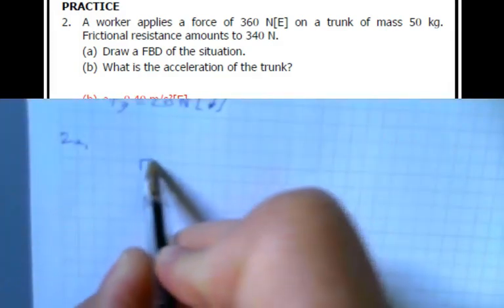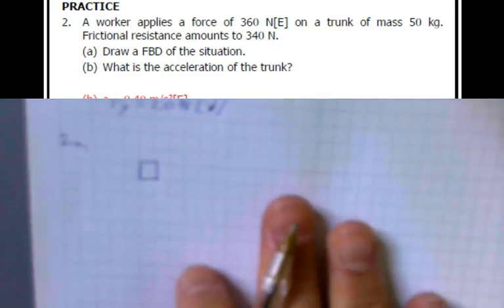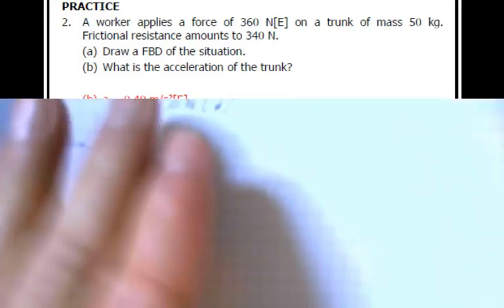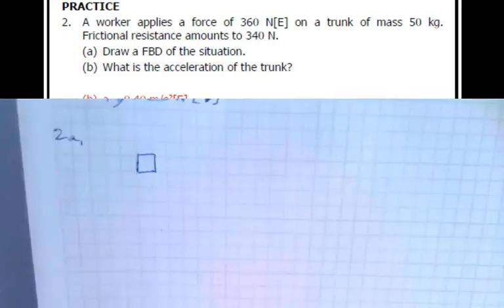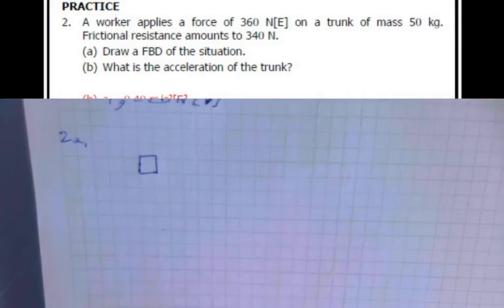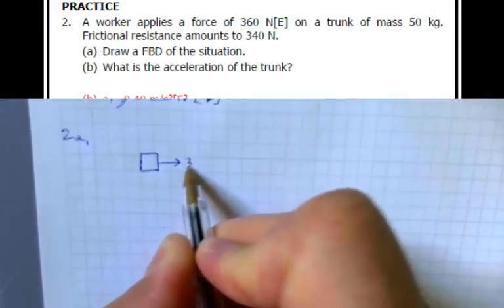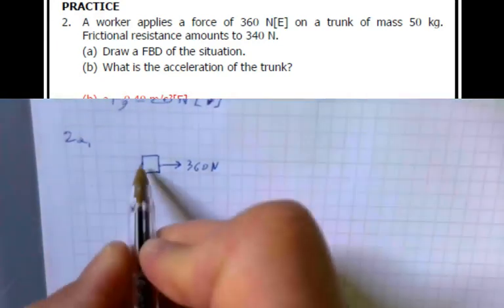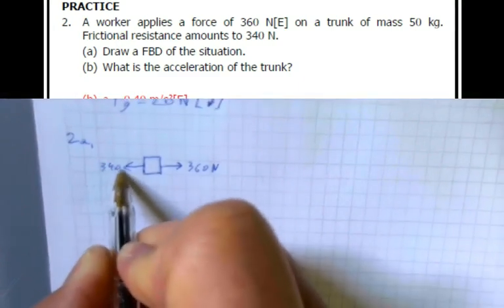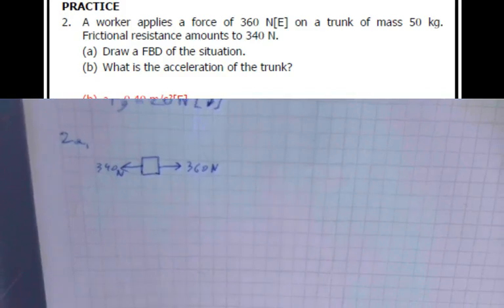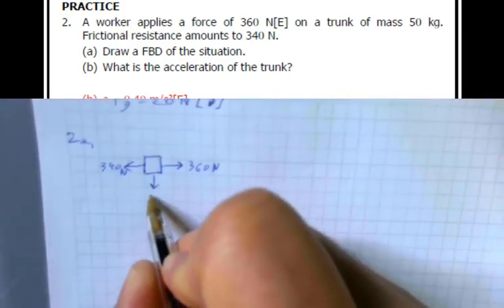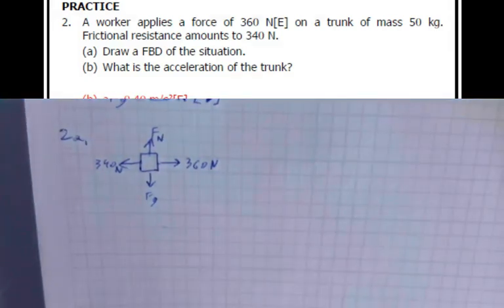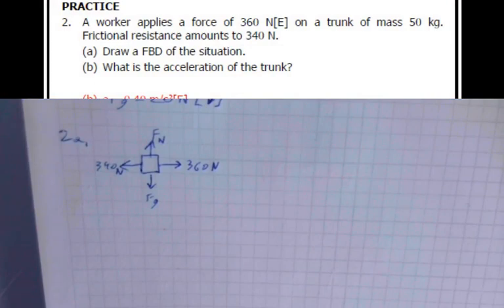with a box to show the object, and we're asked to draw the free body diagram. If he's applying a force to the east, we'll write 360 newtons. That'll be our east direction. The frictional resistance is 340 newtons. That's our free body diagram here. We also have the FG and the FN. In this case, we don't need to calculate them because we know that they're going to balance out.